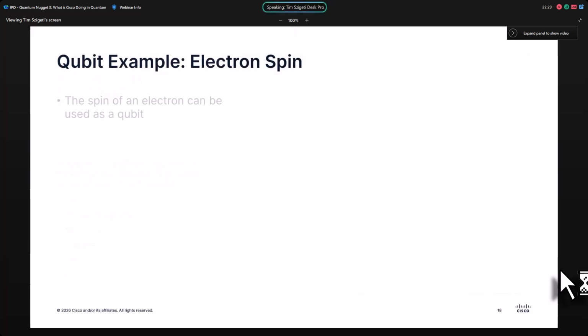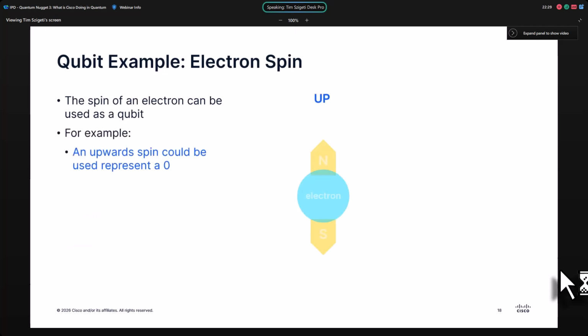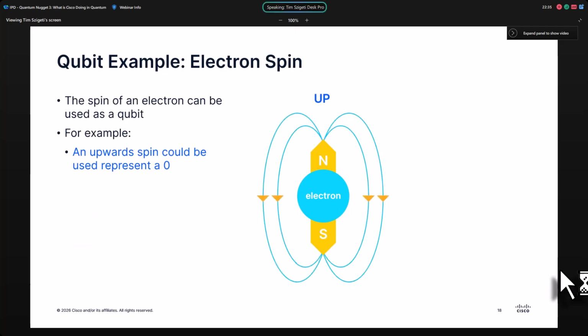Let's look at the most common one that's used in computing, and that's the use of electrons. You've probably heard the term electron spin. The first thing to really understand is that the electron itself is not physically spinning. They're actually too small to spin, and that's not what we're looking at. Even if they were spinning to generate a magnetic field, they would have to be spinning faster than the speed of light. So it's not actually spinning.